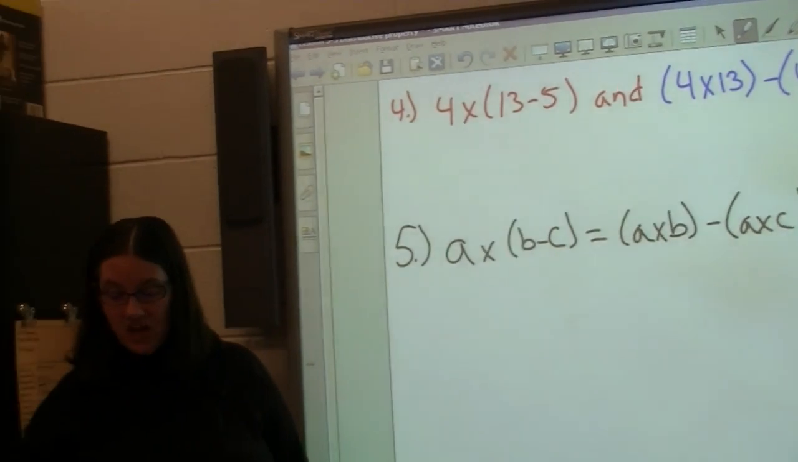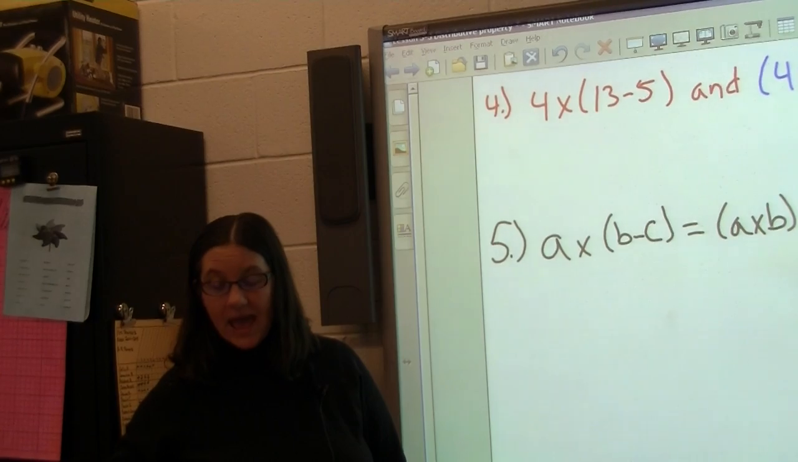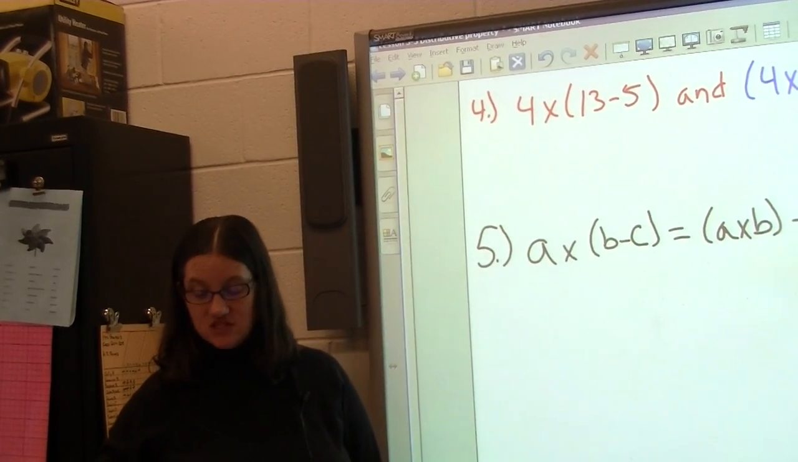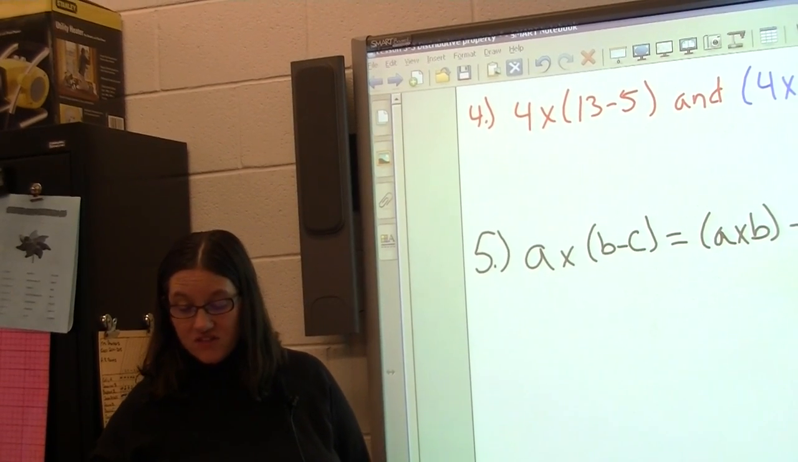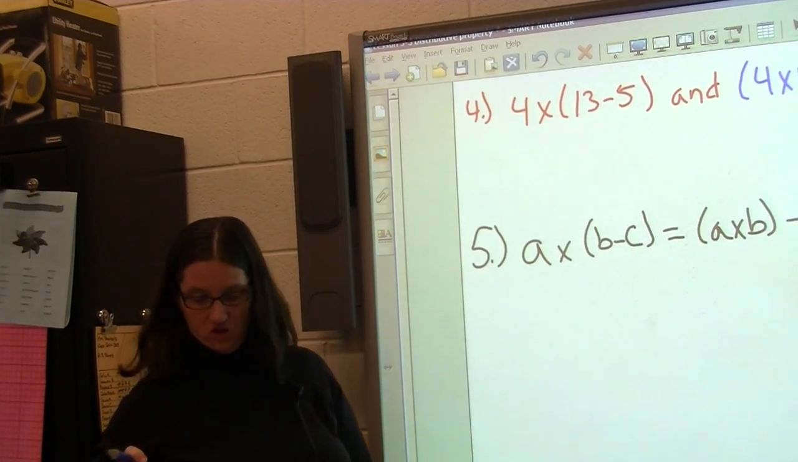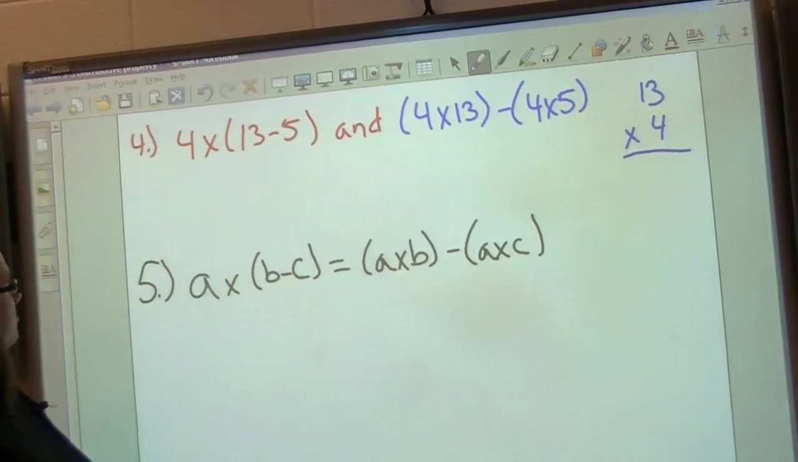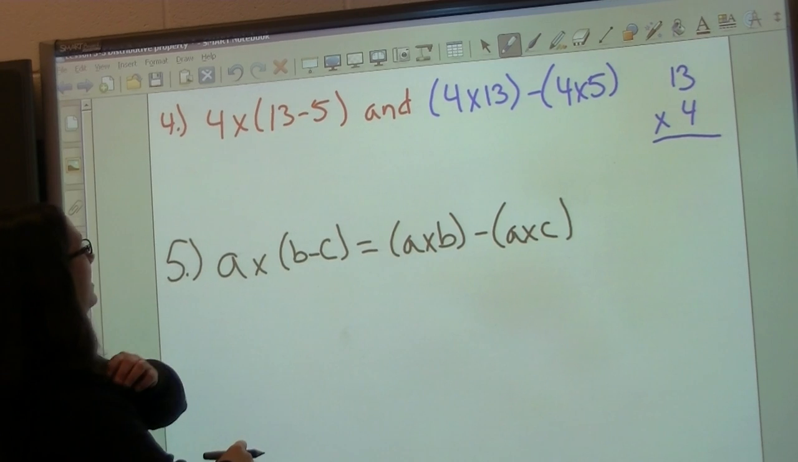They give you the multiplication problems of 4 times 13 minus 5 and 4 times 13 minus 4 times 5. They want to know, and they give you a little picture there. Do they name the same number? So what we need to do is we need to solve for that problem. Wow. Okay? And Miss Sharber is looking here. I don't think I left myself enough room. Let's see if we can fit it in here.